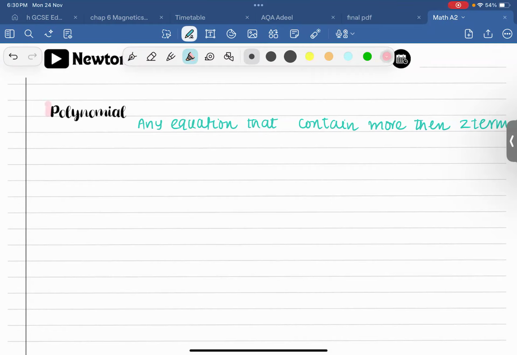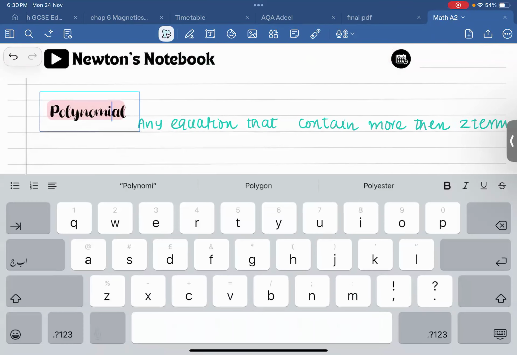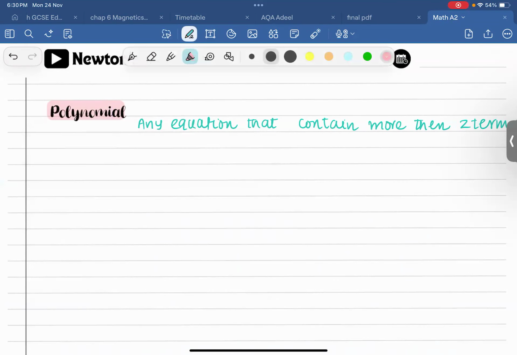Okay. So by the way, what I'm saying is poly means more than two, and nomial means term, right? So more than two terms, right? So this is the simple concept of polynomial, right?